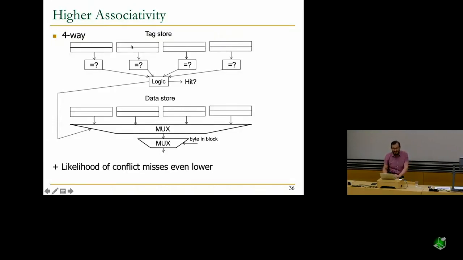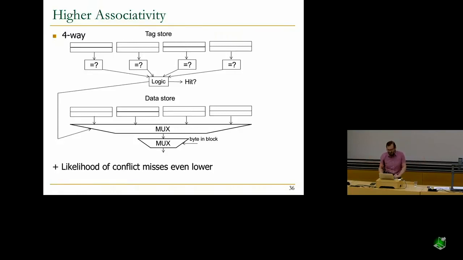Now you can accommodate A, B, C, D. And the access pattern is like A, B, C, D, A, B, C, D, which is good. But the complexity of the logic now has increased. You have more tag comparators, larger tag stores, and wider muxes, as you can see over here.